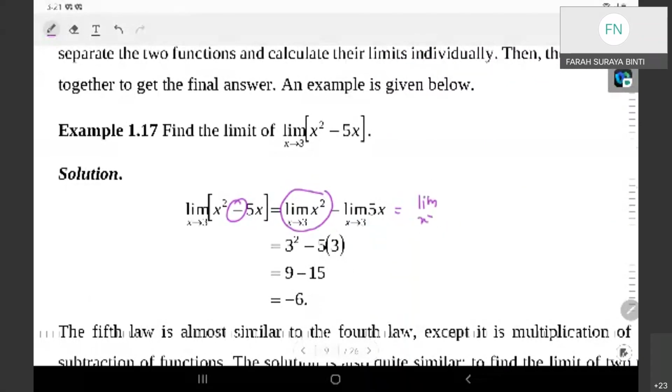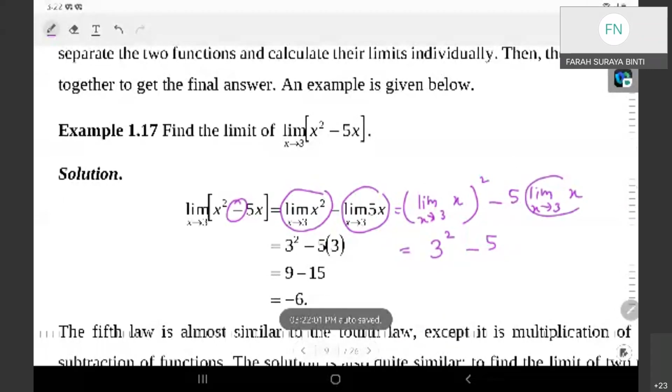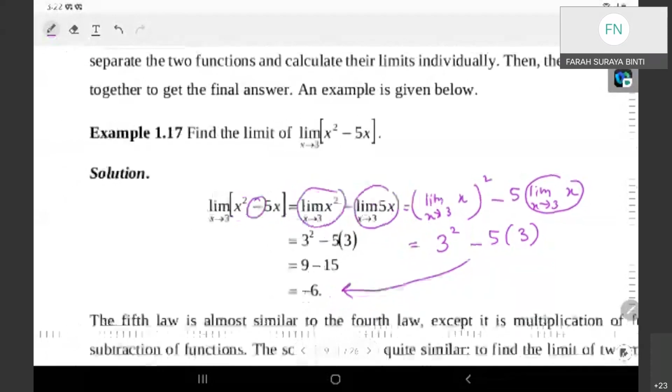So, limit kat dalam. Kuasa kat luar. And then, yang ni pula kita boleh apply law number 3. Number 3 tadi. 5 kat depan, and then limit x approach 3, x. Okay. And then dalam bracket kita apply law number 3, so dapat jawapan 3 kuasa 2. And then ni 5 bawa bawah. Yang ni pun kita apply law number 3, iaitu dapat 3. So dapatlah jawapan macam ni lah. Okay. Semua ni guna law tu lah.